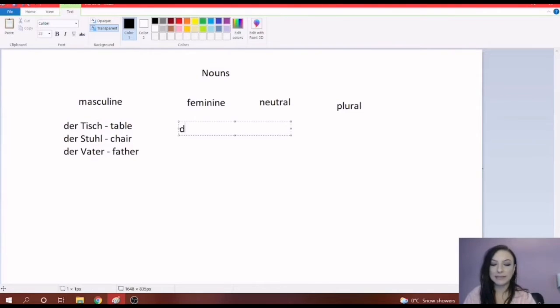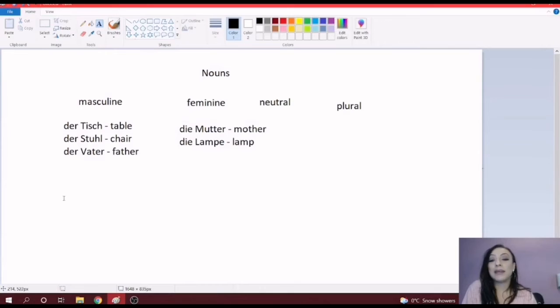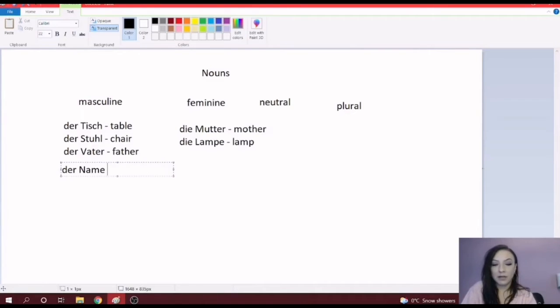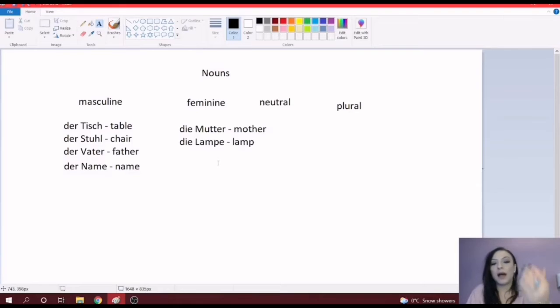Feminine would be like die Mutter, which would mean mother. Here it's also kind of logical. And then we have, for example, die Lampe, which would mean the lamp. So usually, nouns that end in E are feminine. But as I said, there are a lot of exceptions. For example, one very important and basic noun would be der Name. As you can see, it does end in E, but it's still masculine. But anyway, this rule can help. So most nouns that end in E are feminine nouns, okay?